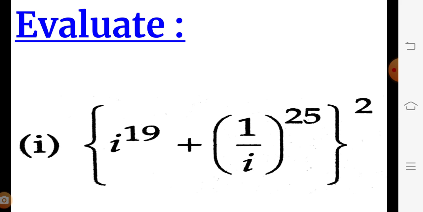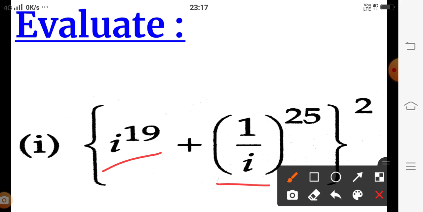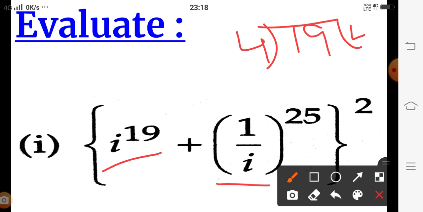Let us solve a question, and here we have to evaluate i raised to power 19 and 1 upon i raised to power 25. What I have told you earlier: if any integral power you are getting for i, then you have to divide that value by 4 first, and then you have to check the remainder. For example, 19, if you are dividing 19 by 4, then 4 times we are getting 16 and the remainder we are getting 3.